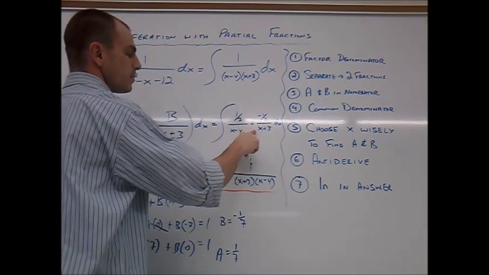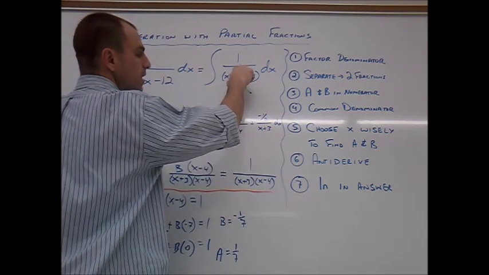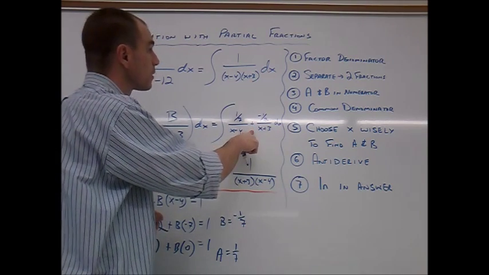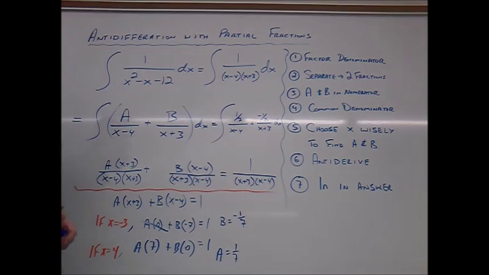Okay, this, believe it or not, is the same as that. And if you don't believe it, then add these two together, and you'll see that the result will be 1 over x minus 4 times x plus 3. That's what the breakdown does.